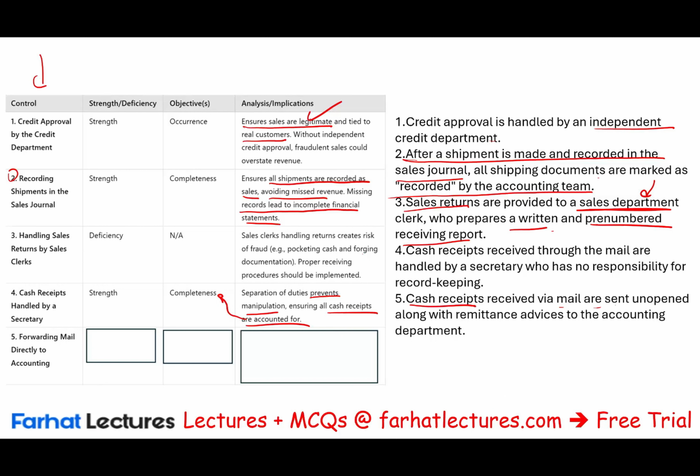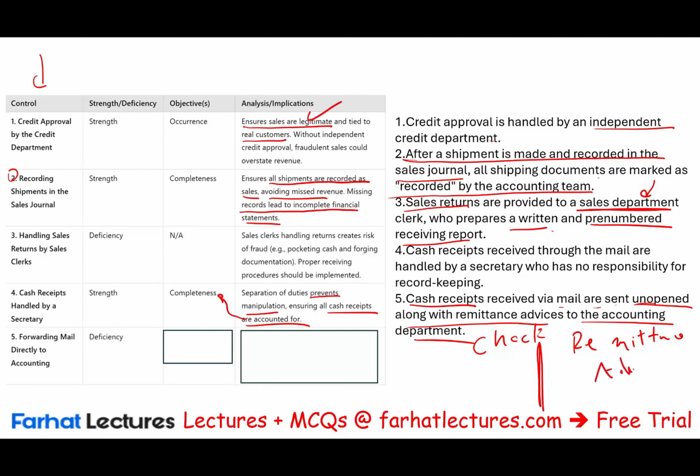Cash receipts received via mail are sent unopened along with the remittance advice to the accounting department. Is this how we handle cash receipts? Is this the proper way? Absolutely not. When we receive cash, someone other than the accounting department should have access to the mail, open the mail, and separate the check from the remittance advice. Or if we don't have a remittance advice, create one or make a list. Separate the checks or make a list. And the remittance advice, or the list of whoever paid, only goes to the accounting department.